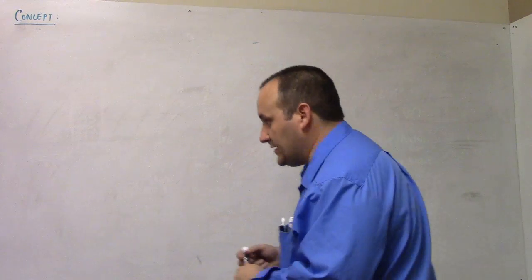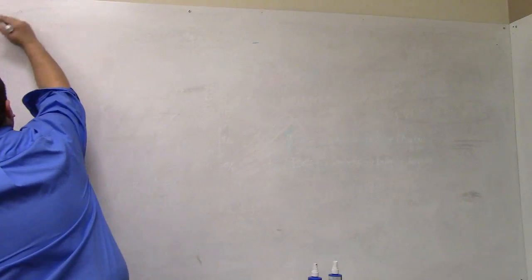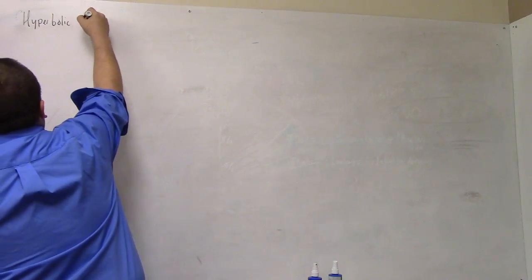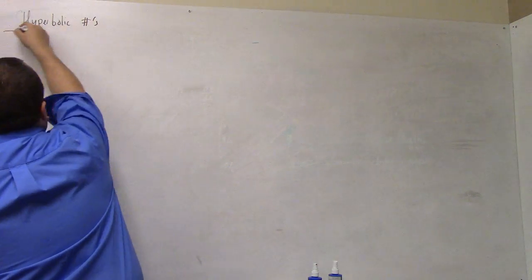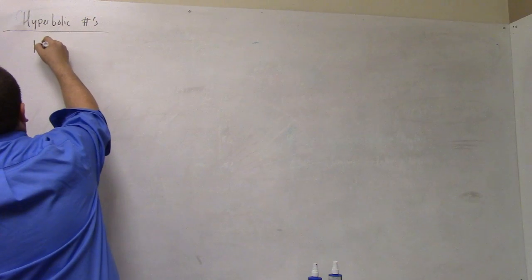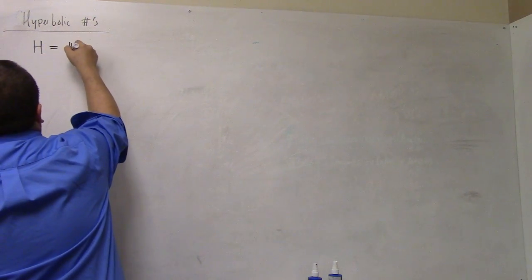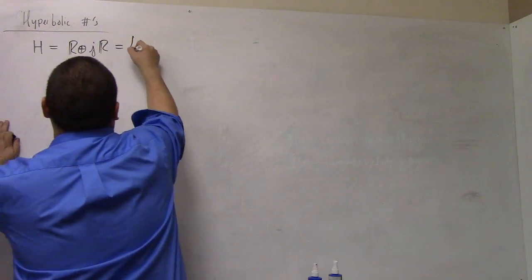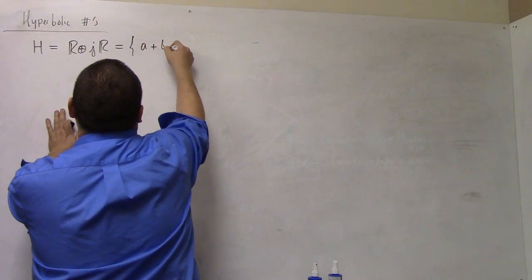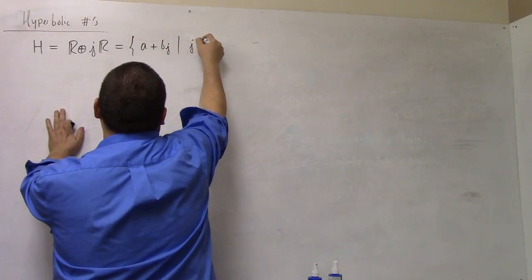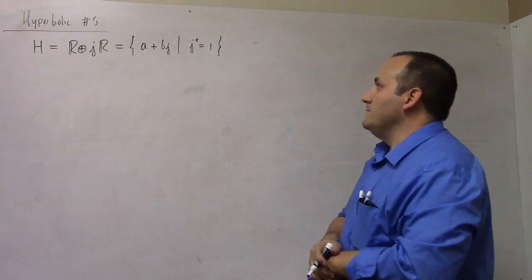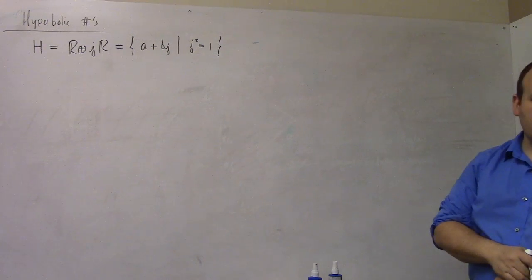First of all, what are hyperbolic numbers? Non-negative. So I'll say H is R direct sum JR. What this is, is a plus bj such that j squared is equal to 1. And that's kind of it.